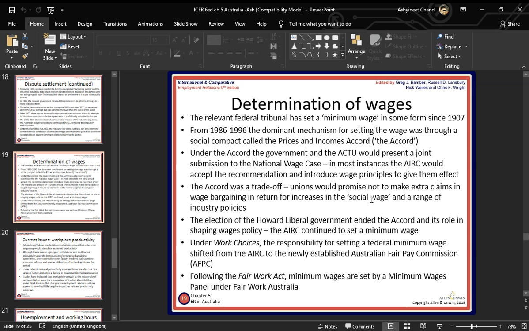Under Work Choices, the responsibility for setting a federal minimum wage shifted from the AIRC to the newly established Australian Fair Pay Commission. So no longer did the AIRC set the minimum wages after the 2005 Work Choices, and this was transferred to the Australian Fair Pay Commission. Following the Fair Work Act, minimum wages are set by a minimum wages panel under Fair Work Australia. So after the Fair Work Act 2009 came into power, minimum wages are now set by the minimum wages panel, which is looked after by Fair Work Australia.